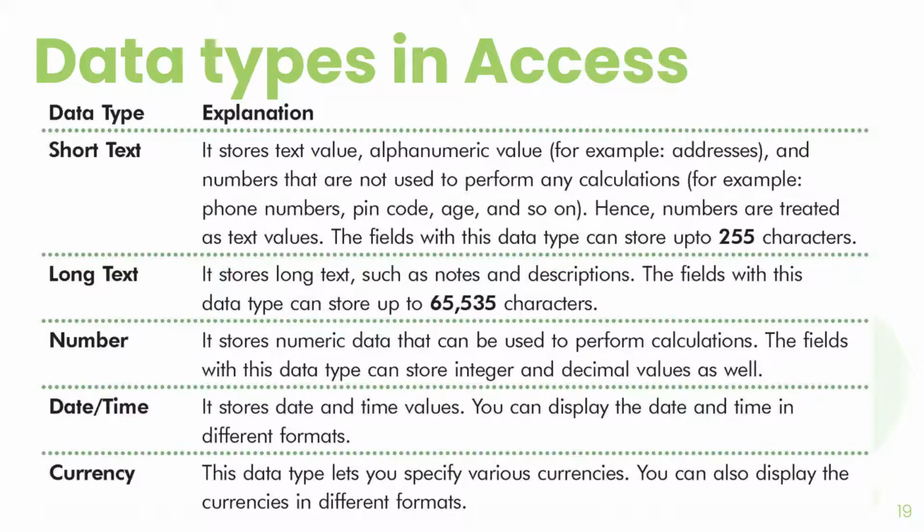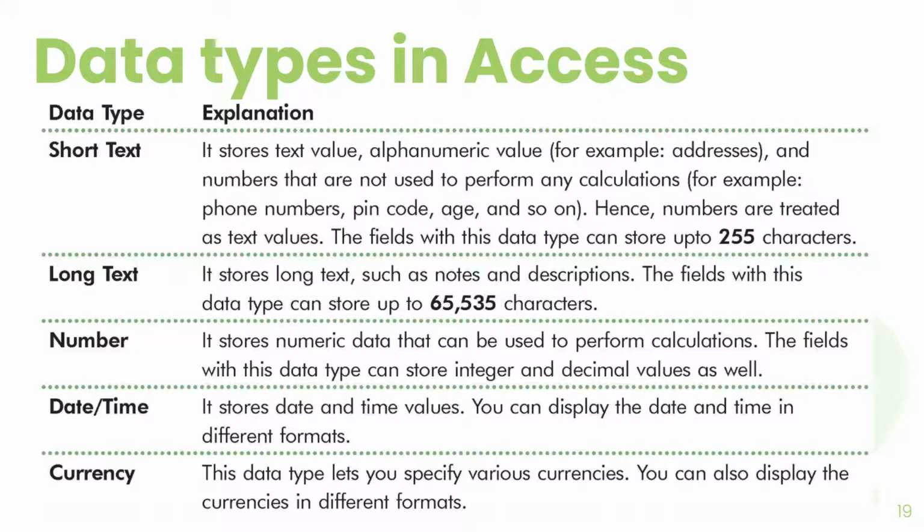Data types in Access. Access allows you to set the data types for each field. A field's data type lets you control the type of data that can be entered in a field. Here you can see certain data types. They are short text. It stores text value, alphanumerical value, and numbers that are not used to perform any calculations. Hence, numbers are treated as text values. The fields with this data type can store up to 255 characters.